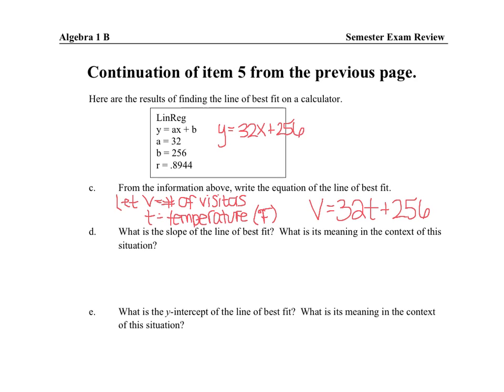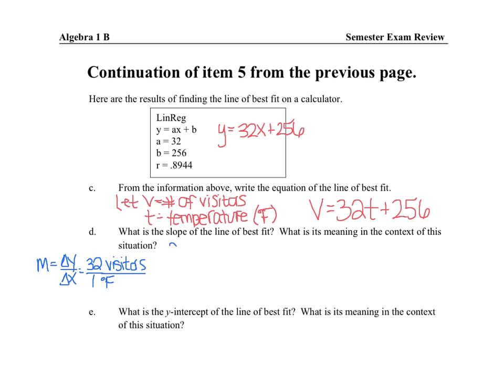Next, D. What is the slope of the line of best fit? What is the meaning in the context of this situation? So my slope is 32. Slope is written as change of y over change of x. So if I write 32 as a fraction, I'm going to have 32 over 1. Well, what are my y's? My y's are visitors, and my x's are degrees Fahrenheit.